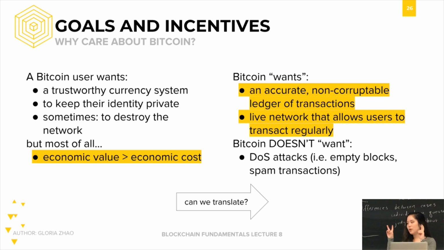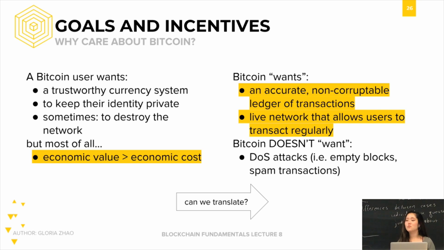What is best for the network or the system is an accurate, non-corruptible ledger of transactions, right? We want to make sure that transactions that happen on the network are not going to be changed in the future. It should be tamper-resistant or tamper-evident or tamper-proof, whatever wording works for you. We want to make sure that once something has been committed, it cannot be reverted. We want a live network that allows users to transact regularly. If I submit a transaction to this network, there is no centralized authority to just say, I'm going to do it for you. We cannot be waiting for hours and hours or days. Sometimes even minutes is too long to wait for a transaction to go through. So this network needs to be available live.